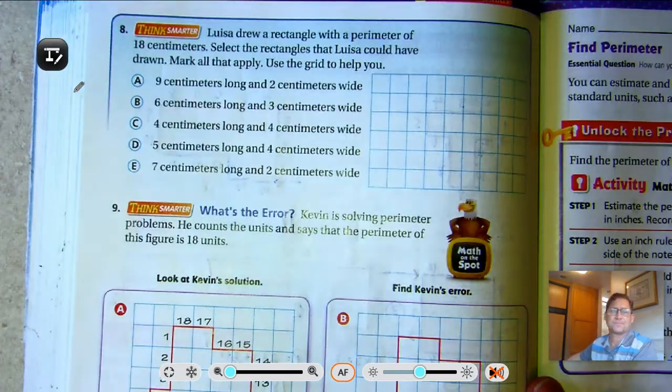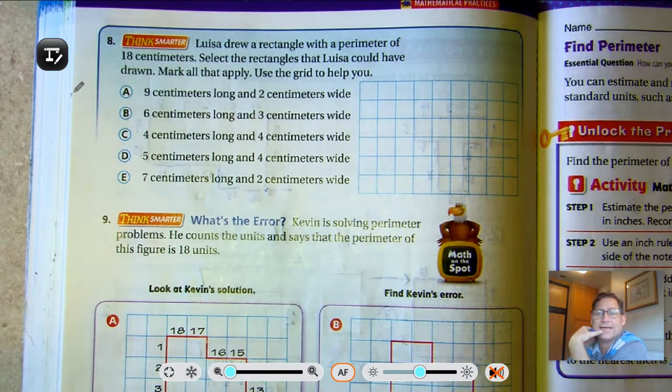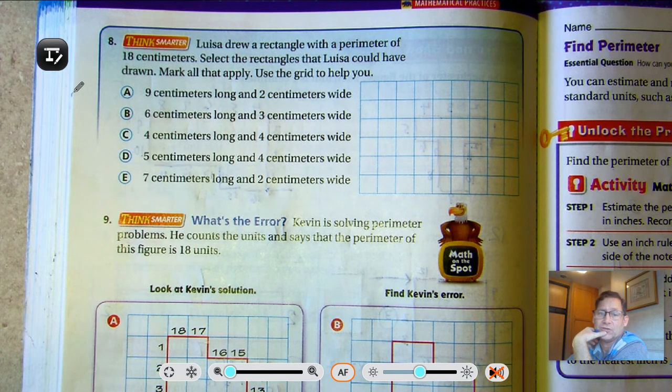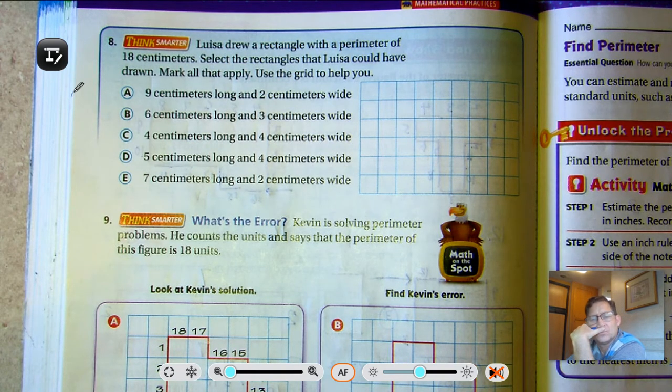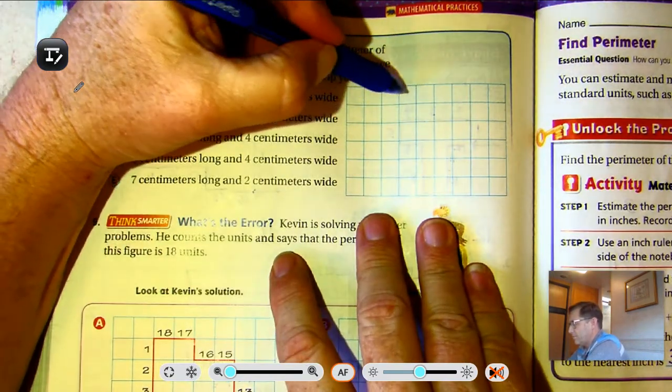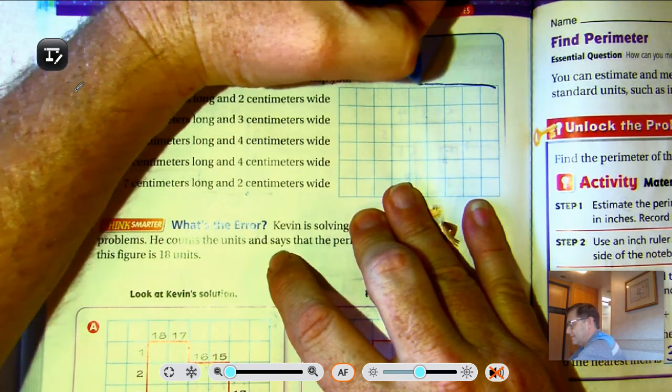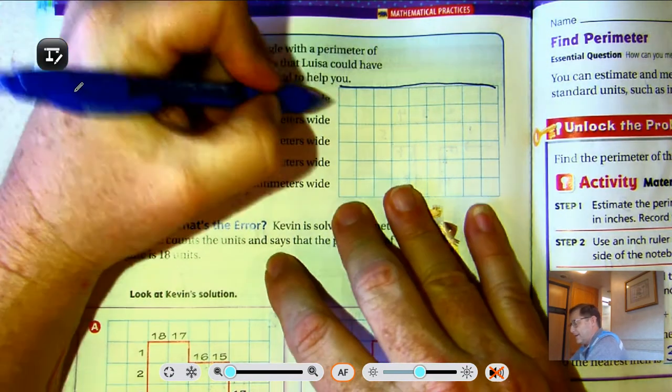Number 8. Louisa drew a rectangle with a perimeter of 18 centimeters. Select the rectangles that Louisa could have drawn, mark all that apply, and use the grid to help you. So 9 centimeters long, 2 centimeters wide. 1, 2, 3, 4, 5, 6, 7, 8, 9, and 2.